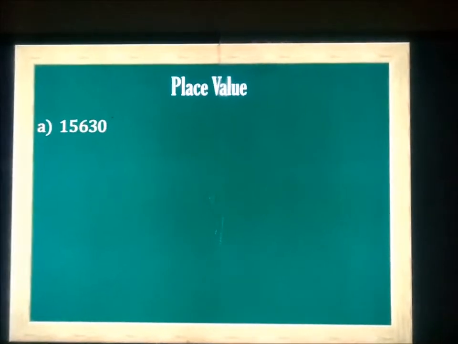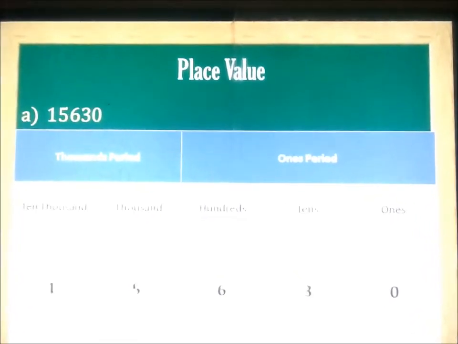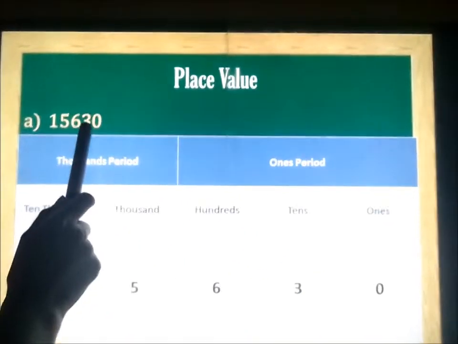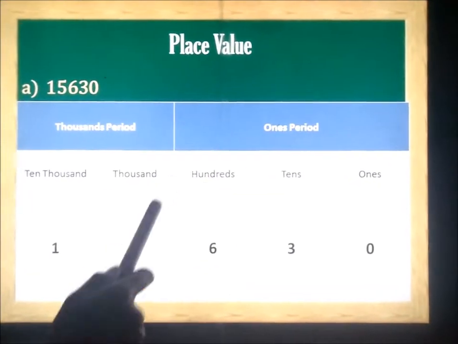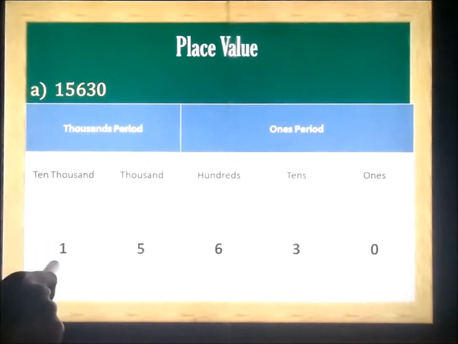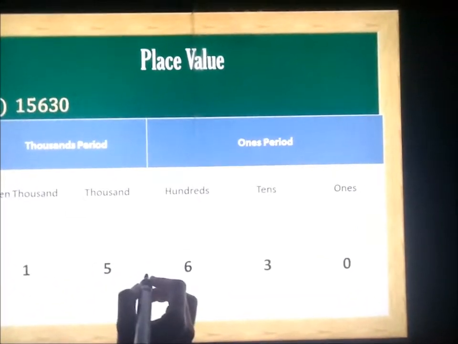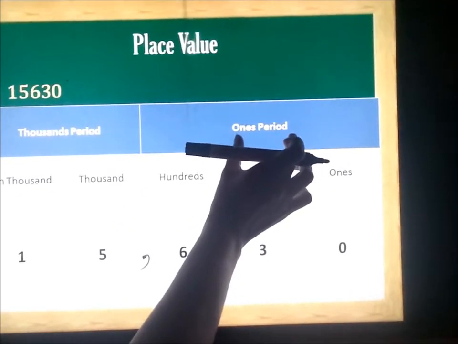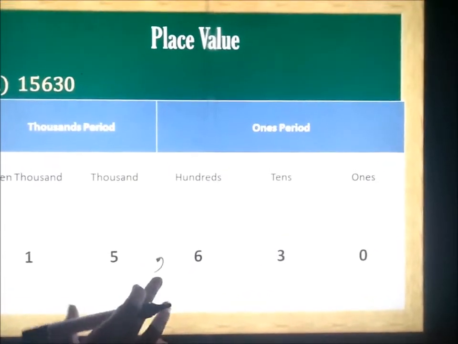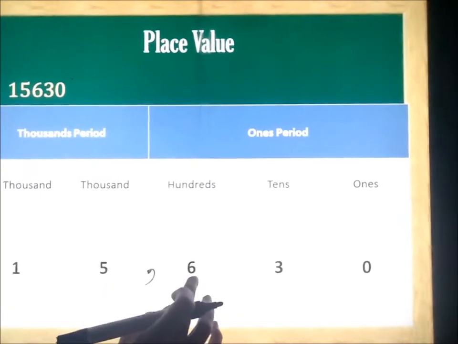Let us quickly find out the place value of this number. Before finding the place value, I need to create a place value chart. Okay, so this is our place value chart. I place the 0 under the head ones, then 3 tens, 6 hundreds, 5 thousands, 1 10,000s. After this, I need to separate it with a comma. These 3 units come under the head ones period. After this, we put a comma, and this is the thousands period. So how do we say it? It is 15,630.